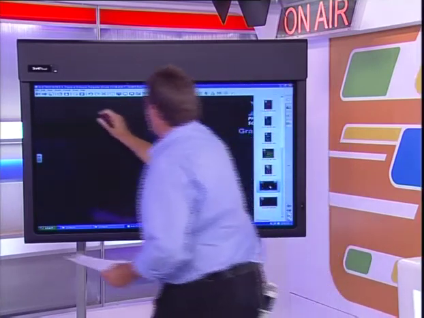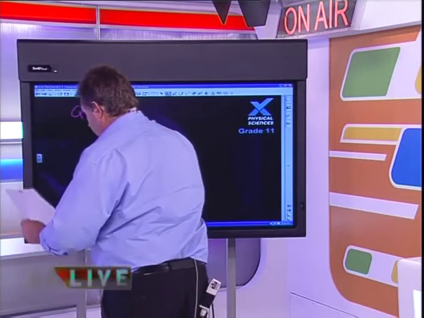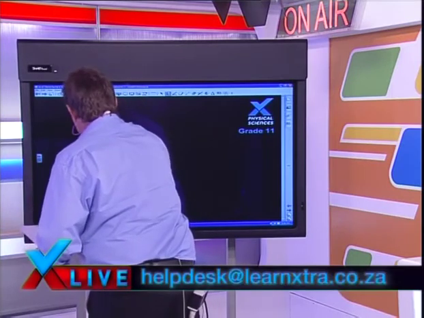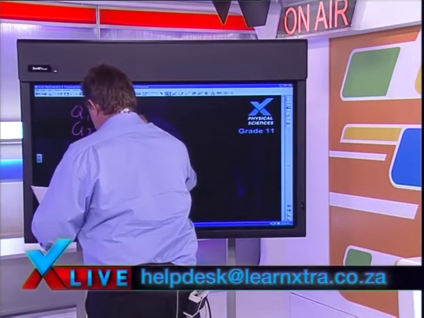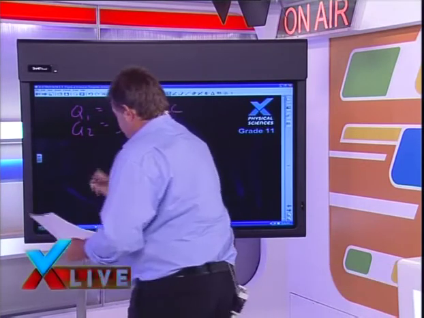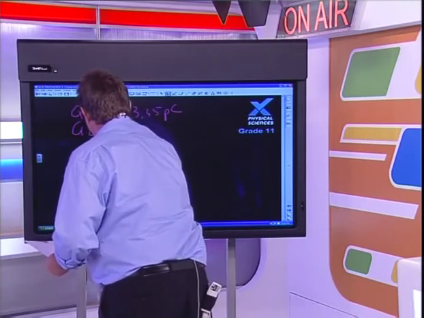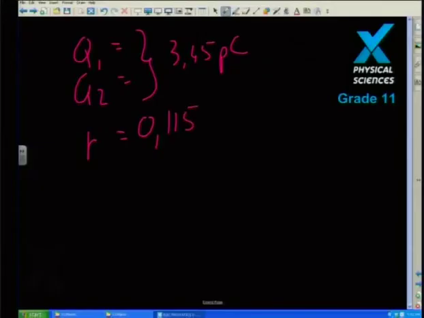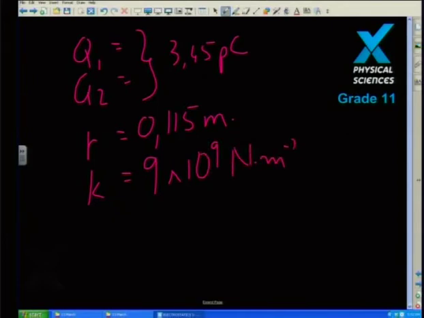Once we know what the charge is, Q1 and Q2 are both equal to 3,45 picocoulombs, we now know that the distance of separation R is 0,115 meters. We know that K is always going to be our constant of 9 times 10 to the 9 Newton per meter squared per coulomb. We are now able to work out the force between them.